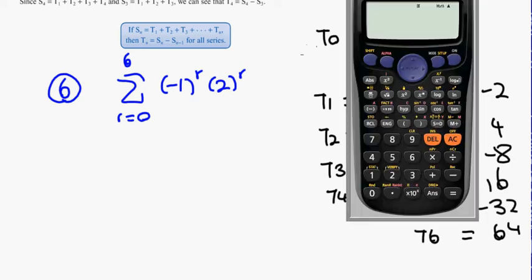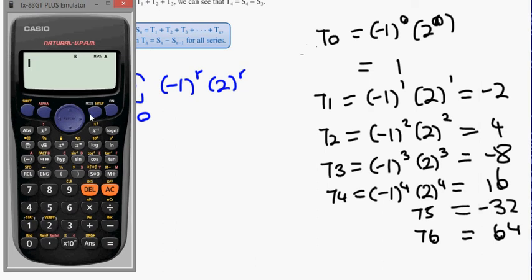You could also maybe even try your luck on a calculator, where you could say, look, do a table, and then you can do minus 1 to the power of x, and then we're going to go 2 to the power of x, close it down. So minus 1 to the power of x, 2 to the power of x, and then you can do it from 0 to 6 in a step of 1. And look, same answers: 1, minus 2, 4, minus 8, 16, minus 32, 64.